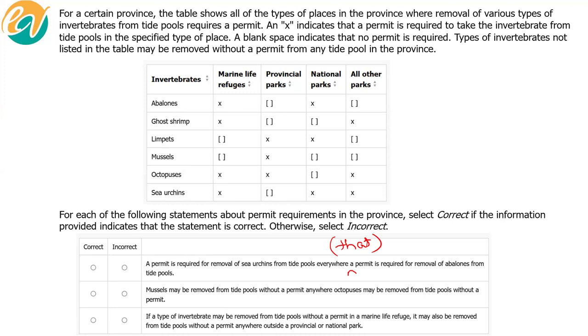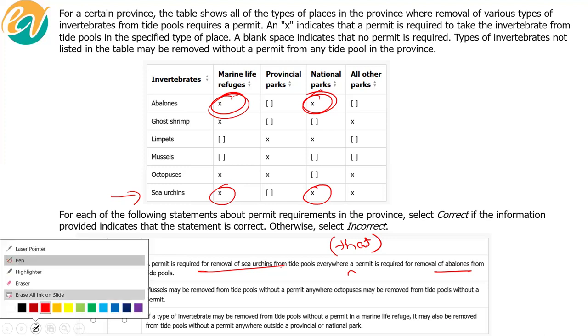What do you think about this? How are you guys approaching this? A permit is required for removal of urchins. So are you looking at this first, or at this second statement? Very nice. We'll look at the places where a permit is required for removal of abalones. Abalones is this. Now the question is asking that for these particular places, which are marine life refuges and national park, is a permit required for removal of sea urchins as well? Yes, for these two places, a permit is required for removal of sea urchins as well.